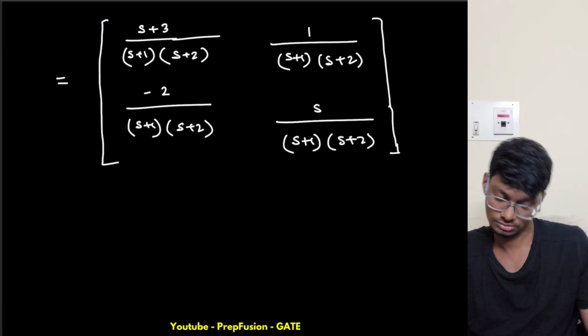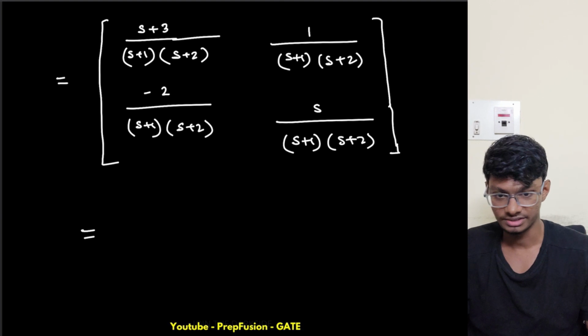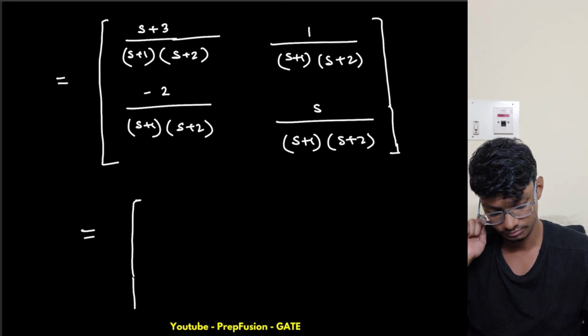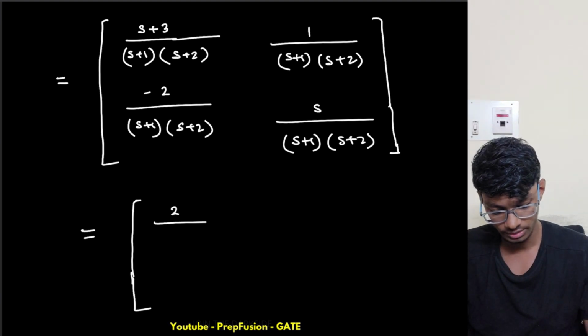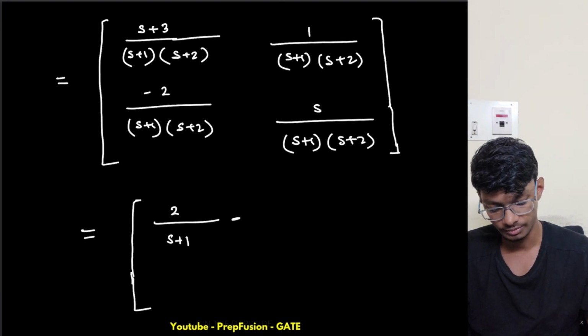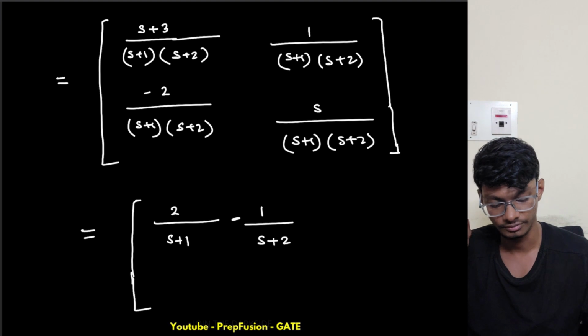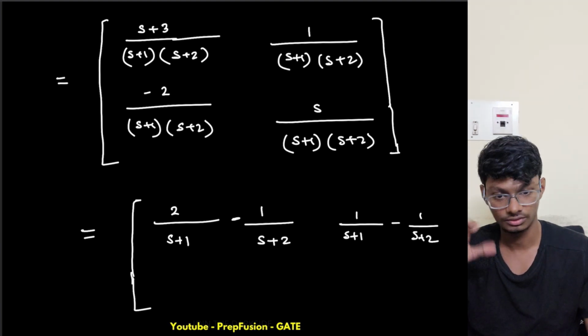Now I can again do partial fractions. If I do partial fractions, I put s equals minus 1 and I get 2 by s plus 1. I put s equals minus 2, I get minus 1 by s plus 2. Similarly for the next entry, I put s equals minus 1, I get 1 by s plus 1, and then s equals minus 2, I get minus 1 by s plus 2. This is the expansion for this.